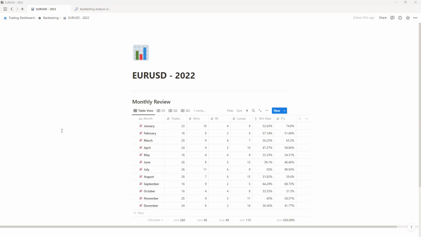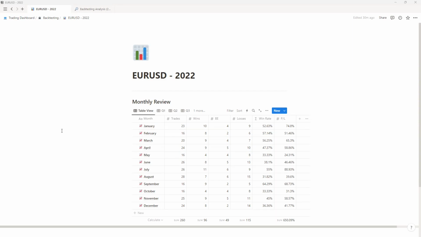I'm able to get a lot of detail within there. The template you can see in front of you now is my backtesting template. And this is, of course, part of my trading dashboard that I have shared on the channel previously. I will link the video here in case you haven't already seen it. But basically, this is the database I use to collect all of my backtesting data.